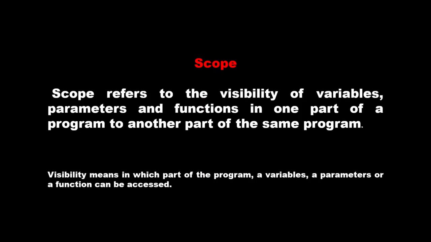What do you mean by visibility? Visibility is nothing but in which part of the program a variable, a parameter, or a function can be accessed. That is what is known as visibility. So, scope is determining the availability or accessibility of a variable or a parameter or a function in a program. It's known as scope.